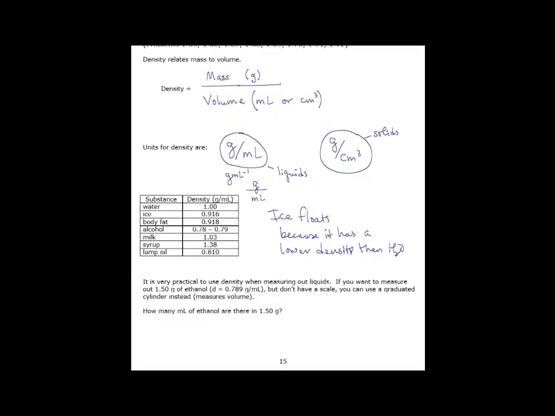Alcohol has a density less than water. So a lot of alcohol mixes with water, so you can't see the different layers. But if you've ever had a drink that has different layers, it's due to the different densities of the alcohols, and they don't mix.